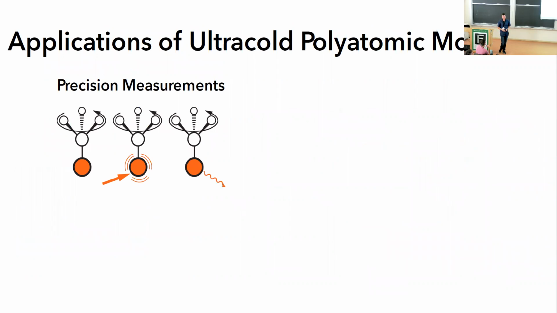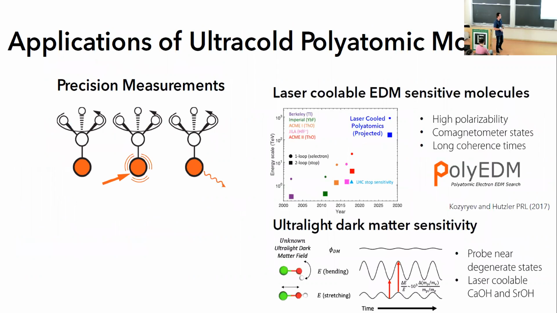Because of these nice features, there are many different extensions to what I talked about earlier using ultracold molecules. On the precision measurement front, you can now combine the laser coolability of these molecules with an EDM-sensitive molecule while still maintaining nice features such as co-magnetometer states, which are used to cancel out systematics. There's been some preliminary work looking at these systems, and it looks very promising in the sense that with reasonable numbers, one can expect a few orders of magnitude improvement on the current EDM limits using these polyatomic molecules.